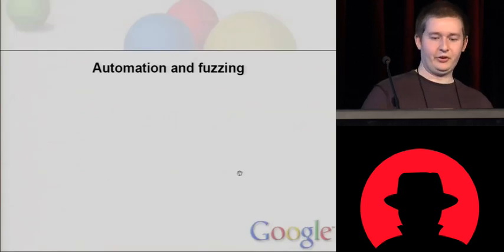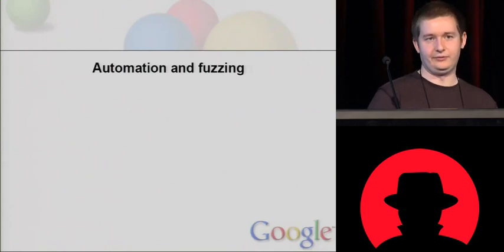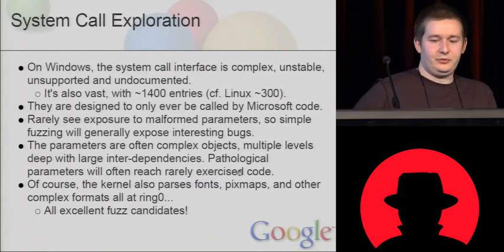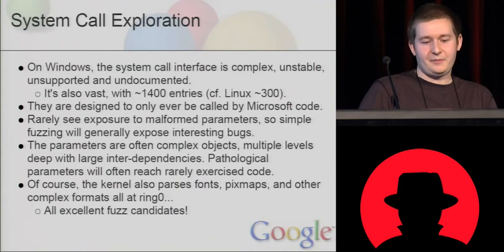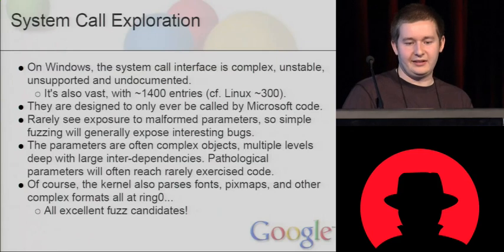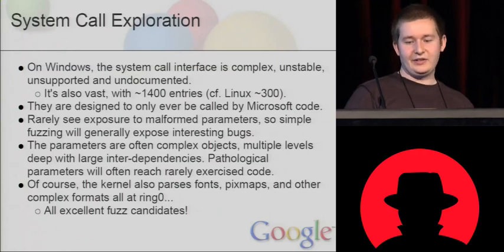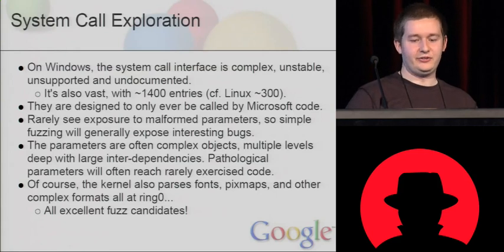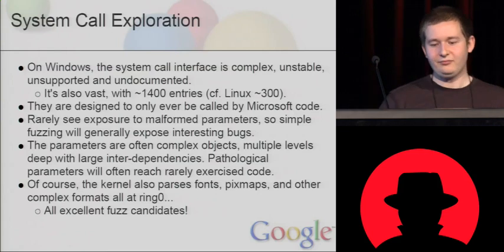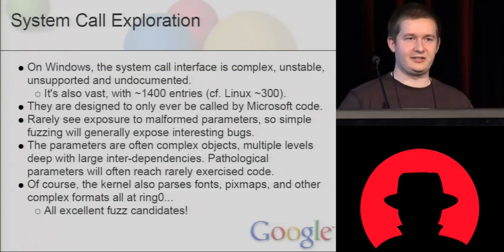We've also been working on automation and fuzzing for operating system kernels. We've been working on system call exploration to try and find interesting attack surface that we want to reach. On Windows, the system call interface is complex, unstable, unsupported and undocumented, and it's also pretty vast. If you consider that Linux has about 300 system calls, Windows actually has about 1,400. But in fact, that's a pretty conservative value, because Microsoft really liked this design of multiplexing system calls.